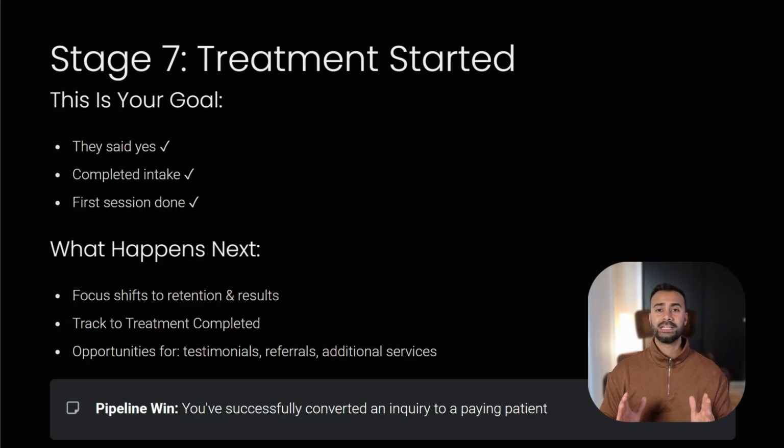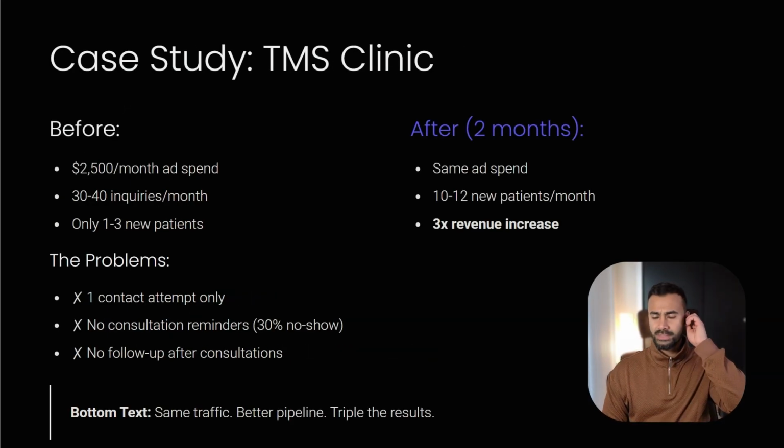So these 7 stages that I showed you are what happens after that inquiry comes in. If you build out this system specifically, I guarantee you that you will be converting more of your inquiries into paying patients. So let me talk to you about this TMS clinic that we're working with. They were spending $2,500 on ads, getting about 30 to 40 inquiries a month, which is great, but they only had 1 to 3 new patient starts every month.